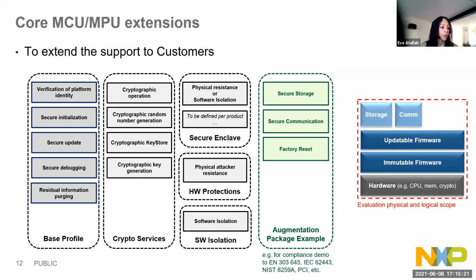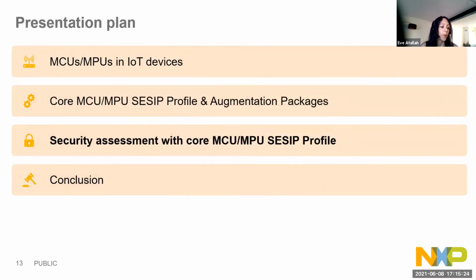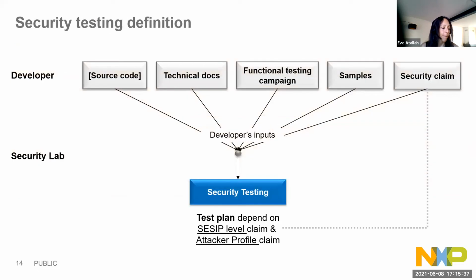So this is it for the security features claim part. But the MCU MPU profile also provides important information for the vulnerability analysis and security testing, as we will see now. Before going into the MCU MPU specific case, here is just to show briefly the generic security testing process in SESIP evaluations. So a set of developers' inputs is provided to the security lab in charge of the evaluation.